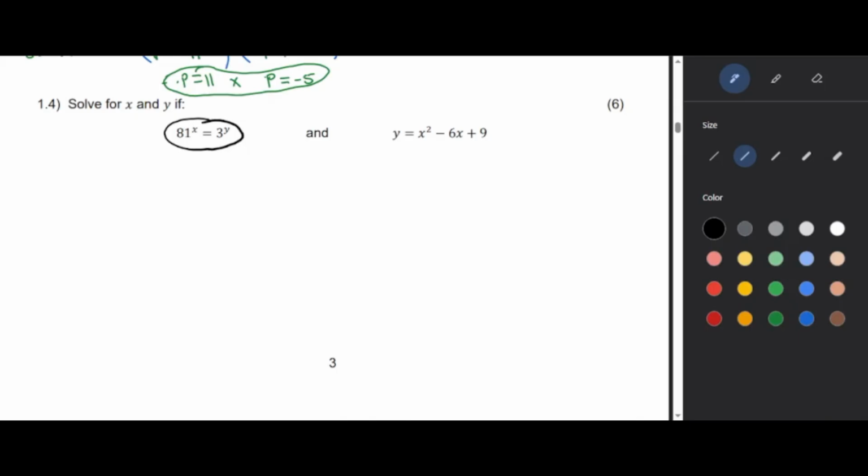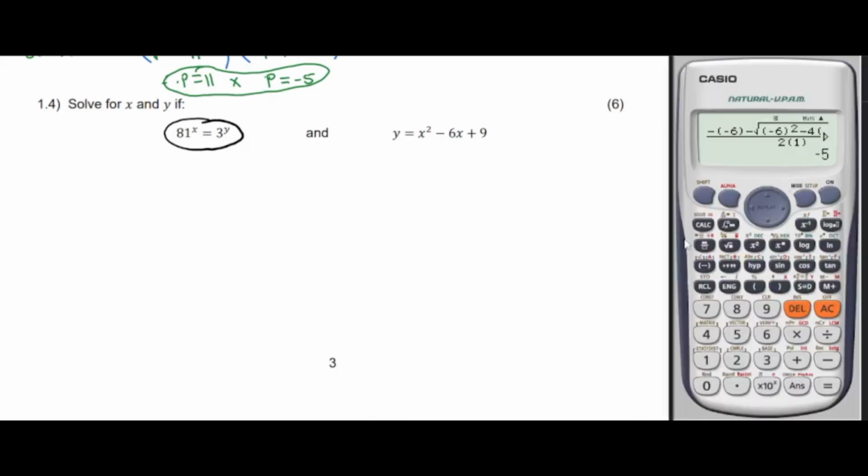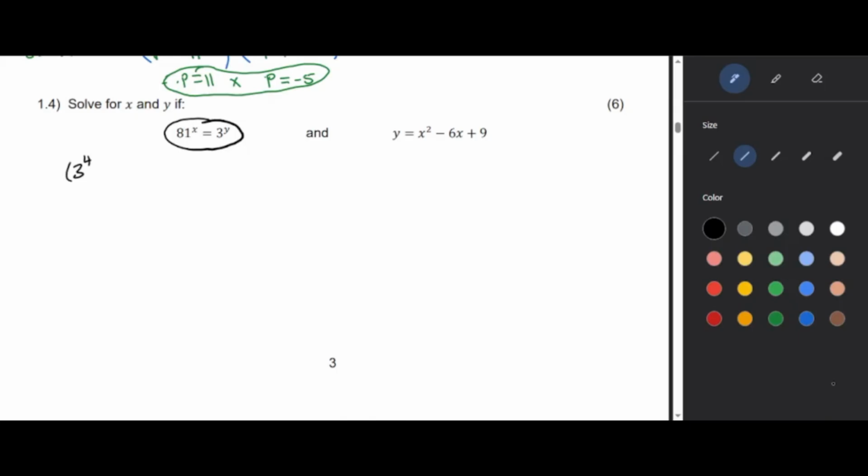81, I'm just going to go to my calculator and see if I can write that 81 to base 3. So this will be 81 equals sign, shift, then I'm going to say fact. So I can write that as 3 to the power 4. So 81, we can write it as 3 to the power 4. Everything here is to the power x, which is equal to 3 to the y. Can we multiply the exponents? Yes. So this is the same as 3 to the power 4x. It's equal to 3 to the power y. Bases are equal. Therefore, the exponents are equal. So 4x is equal to y.